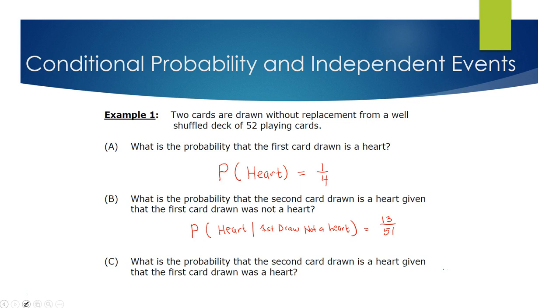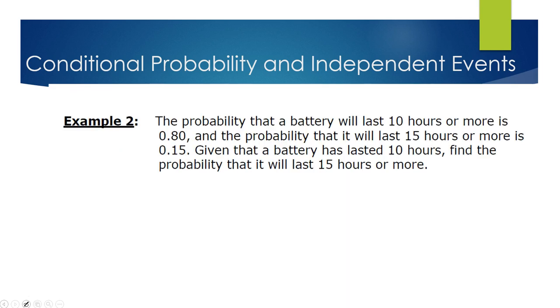Well, now, the first card drawn being a heart means that I picked one of the 13 hearts out of the 52 card deck, so now there's 51 cards left, and there's only 12 hearts left. So that would be 12 out of 51 for the probability of getting a heart, given that the first card was a heart. So that's an example of how to handle the given that situation.